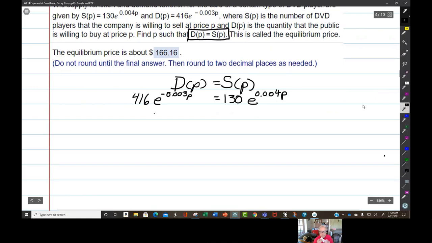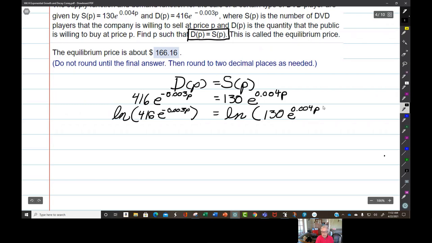Well, all right. What now? Well, I am going to take, since these are multiplied together and they're both e functions, rather than choose one to divide the first number out, I am just going to say the ln of 416 e to the negative 0.003P equals the ln of 130 e to the 0.004P. That's what I'm going to do first.